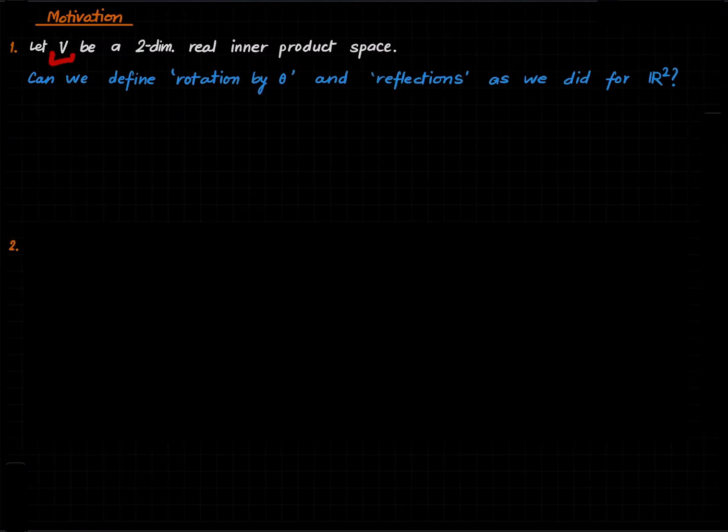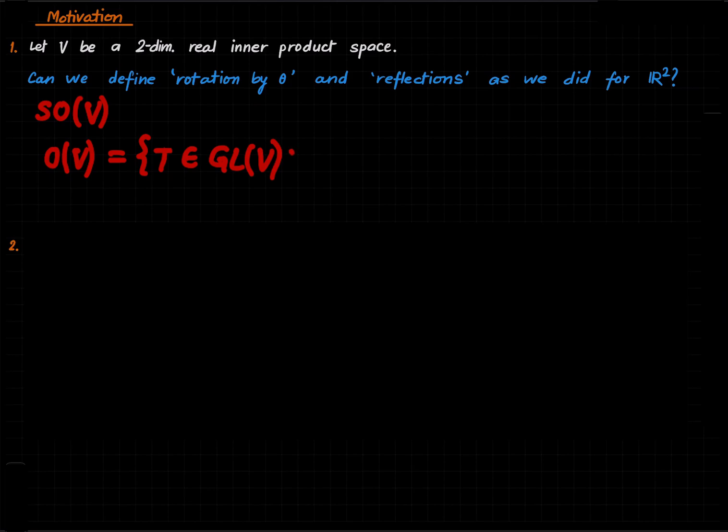So let V be a two-dimensional real inner product space. And the main question that we want to talk about is, can we define rotation by theta and reflections of this object V in the same vein as we did for the Cartesian plane R2? And one can say, well, we have the definition of the special orthogonal group of V, and we also have the definition of the orthogonal group of V. The orthogonal group of V is nothing but those invertible linear maps which preserve the inner product of the vector space. And this is one cryptic way of expressing it.